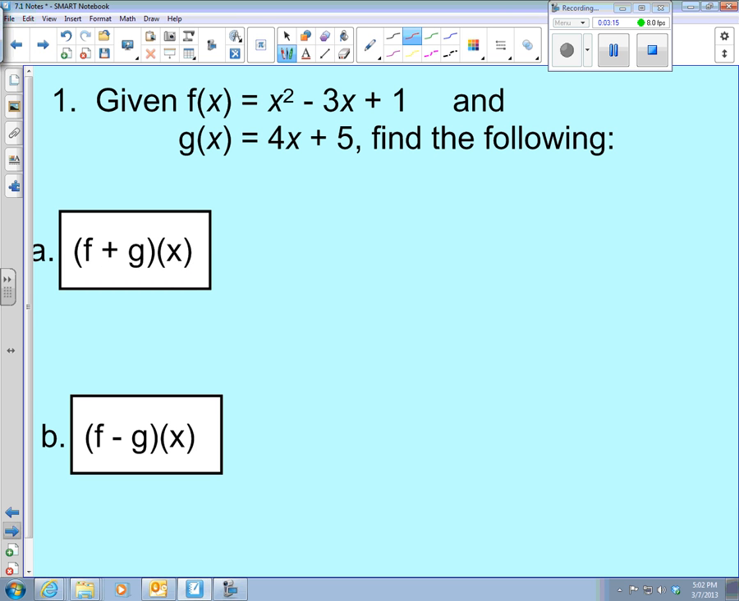Well, this is what we did yesterday, adding and subtracting of functions. I think you did pretty good. The only thing that would be a little bit harder is maybe the subtraction, because you got to run a negative through that second expression.